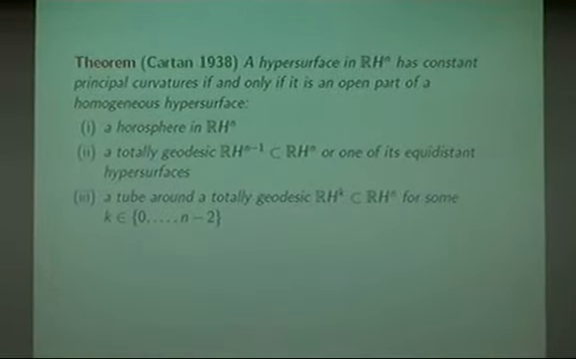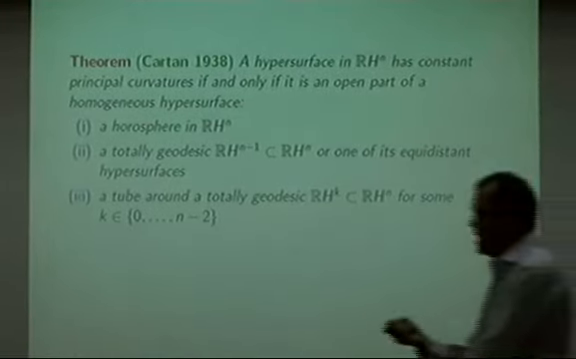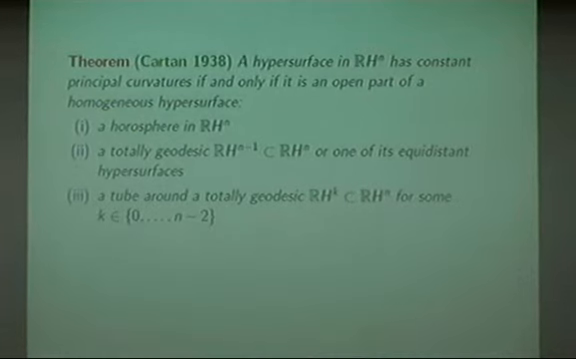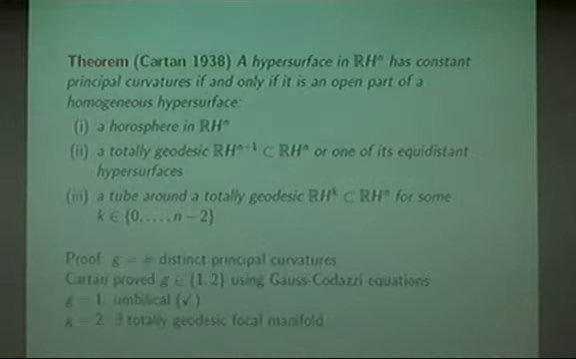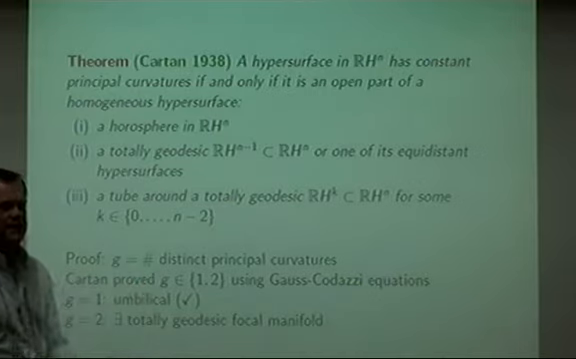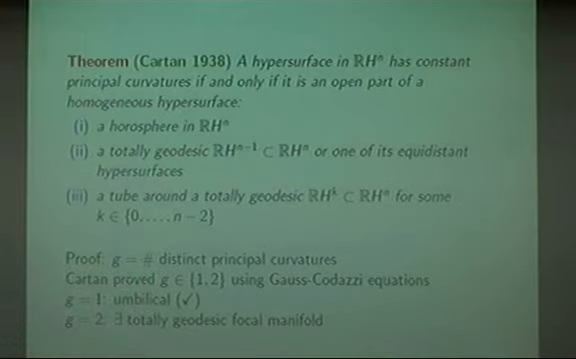Now I want to also say a few words about how Cartan proved this, because this gives some good insight into the general problems of this kind. So if we denote by g the number of distinct principal curvatures of the hypersurface, then Cartan proved that there are at most two distinct principal curvatures.